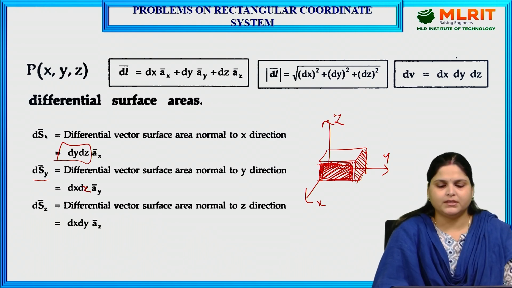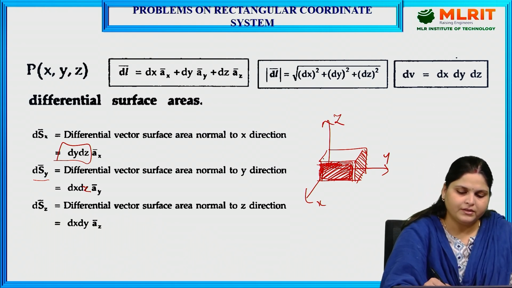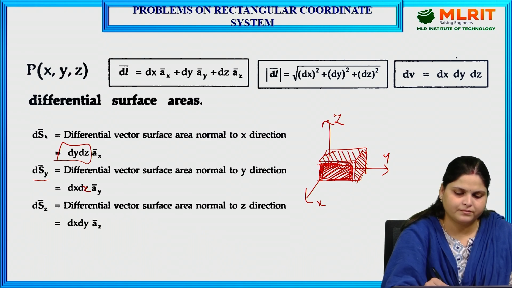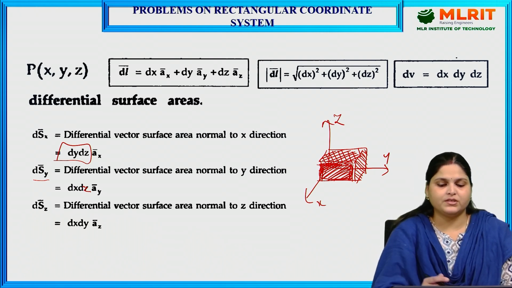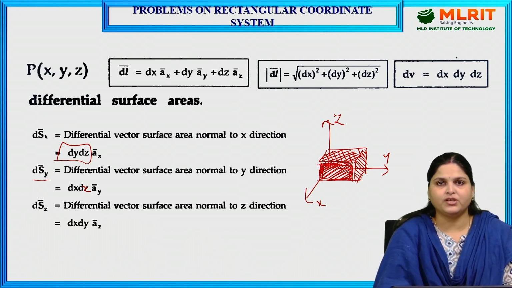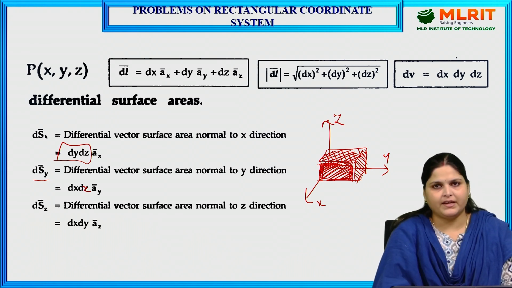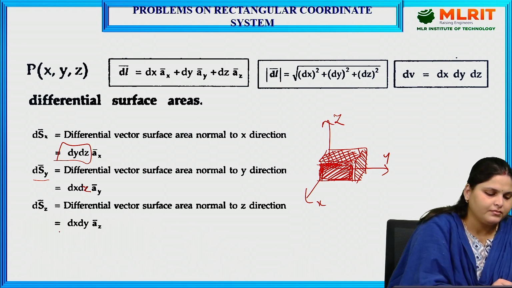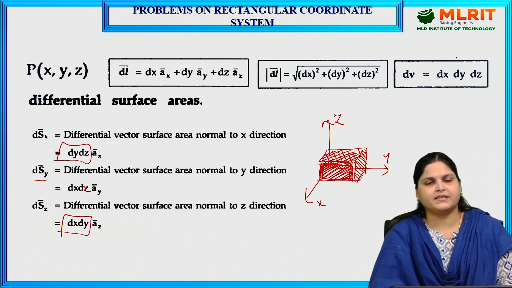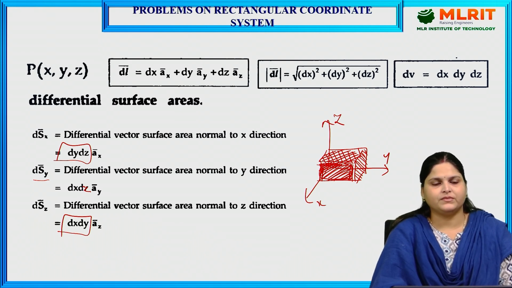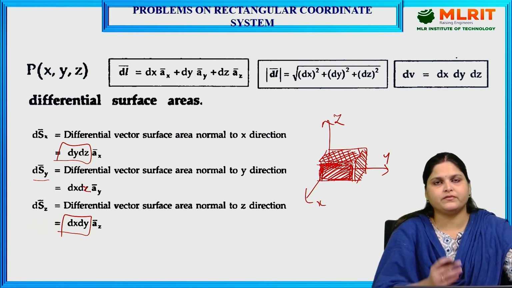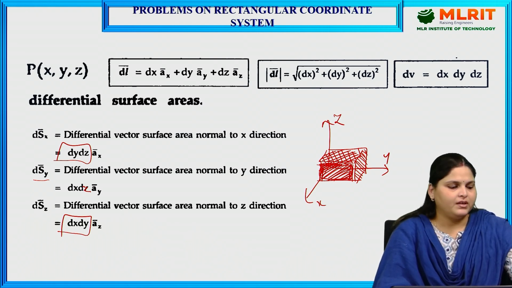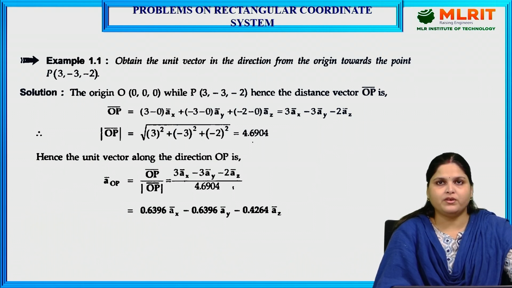If we talk about the third and last surface, here we have this particular surface. You can see this is on the z axis, in the z direction. It can vary in the x and y directions, but it cannot vary in the z direction, right? Its formula is dx dy and the direction is az. So this is just the revision of the formulas which we have already discussed in the earlier sessions on coordinate systems. Now let's start some problems on the rectangular coordinate system.